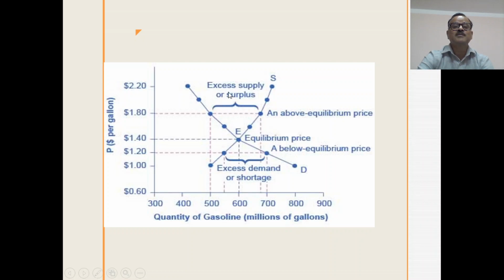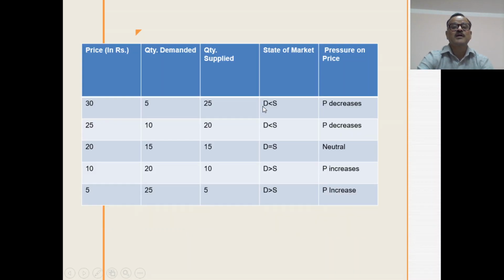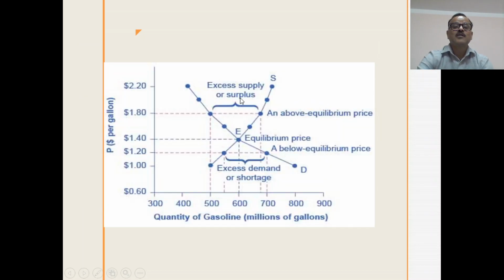So in this case, what happens? Excess supply, because as the price increases, supply is greater than demand, as we show here. So the tendency is to decrease the price. When this happens, there is pressure on the producer or supplier to decrease the price. So price decreases again.